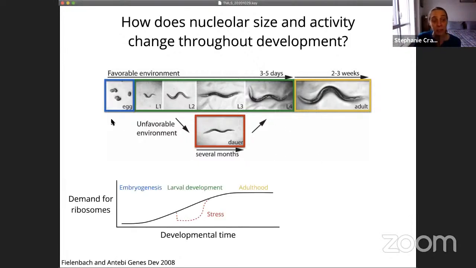So if we think about the functional output of the nucleolus, that is a ribosome. And the demand for ribosomes is going to change throughout development. So it'll be relatively low in embryogenesis because mom maternally loaded a whole bunch of ribosomes. It'll increase during larval development. It'll sort of plateau in adulthood. And then worms enter this dormant state called dauer. And so there they can live for months without feeding. And so there that developmental time demand for ribosomes is gonna be low.